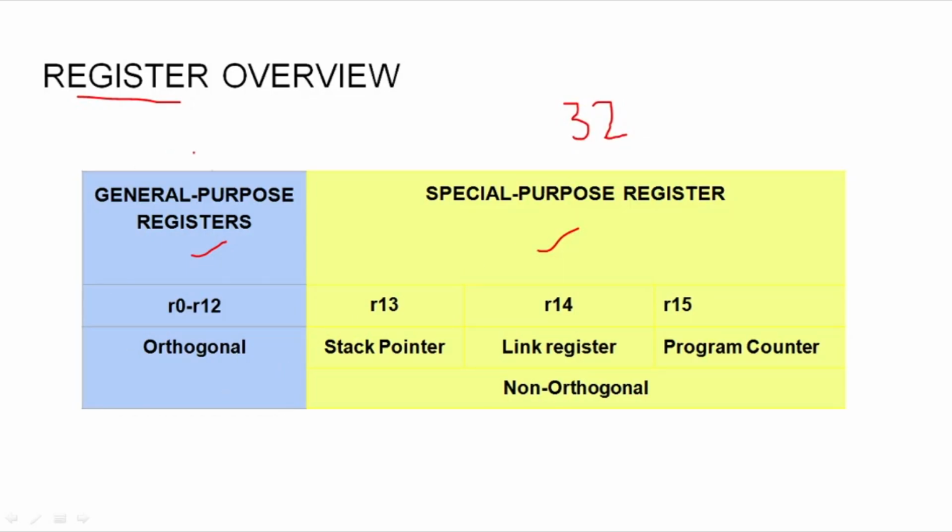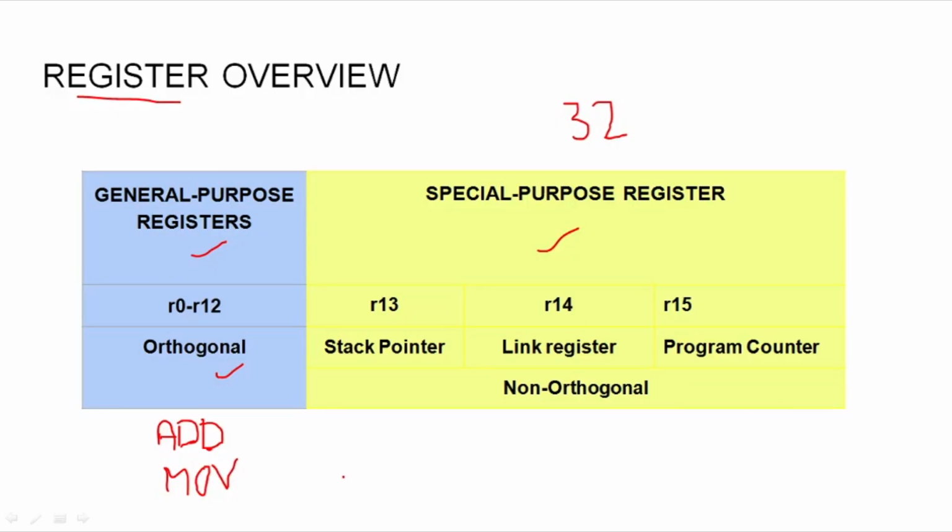General purpose registers, that is R0 to R12, can be used to hold data, addresses or intermediate results. They are considered orthogonal, which means that you can use them interchangeably in most instructions. For example, consider instructions like add, move, etc. If initially you have used registers R1, R2, R3, that is add R1, R2, R3, you can replace them with any other registers between R0 to R12.